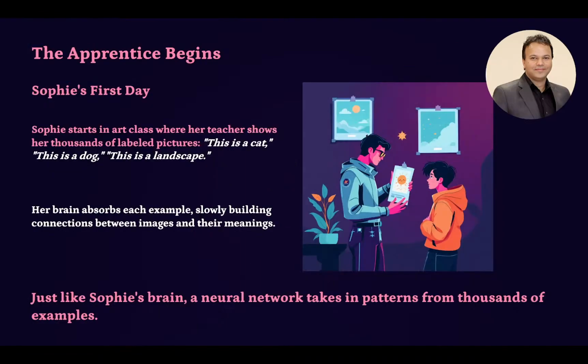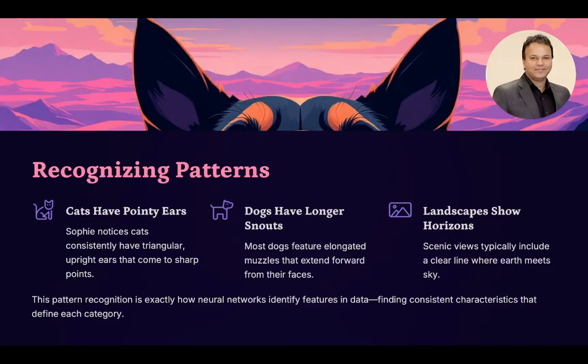Sophie joins this art class. Teacher starts giving her instructions. This is how you paint or draw a cat, and shows hundreds and thousands of samples. This is how a dog is painted, and this is how a landscape looks. So she starts taking it in. It's very similar to how we train AI ML models, and her brain absorbs all these and slowly starts extracting features, making connections and the meanings. The patterns are recognized.